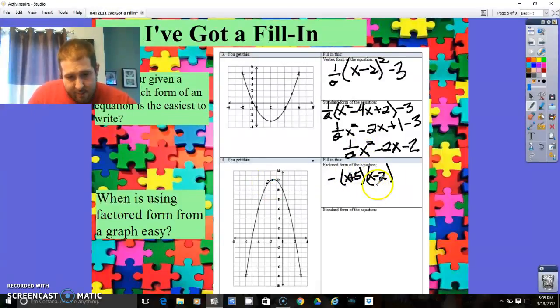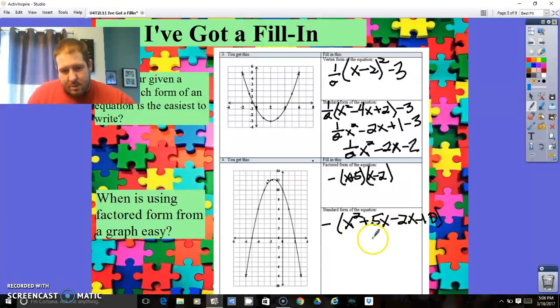Change that to standard form. Okay, so I need to FOIL this, and that would give me x squared plus 5x minus 2x minus 10. But then you've got to multiply everything by -1, the negative on the outside, and combine the two like terms in the middle. So that's going to give you negative x squared minus, let's see, that gives you 3x. Opposite of that would be negative 3x and plus 10.